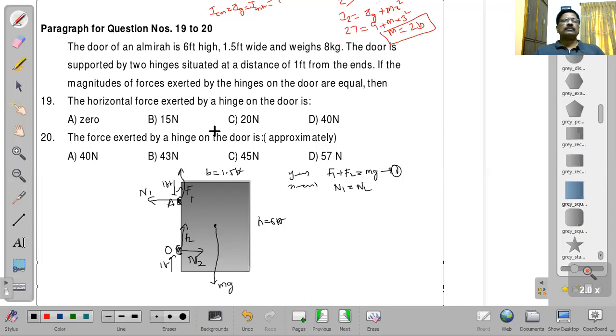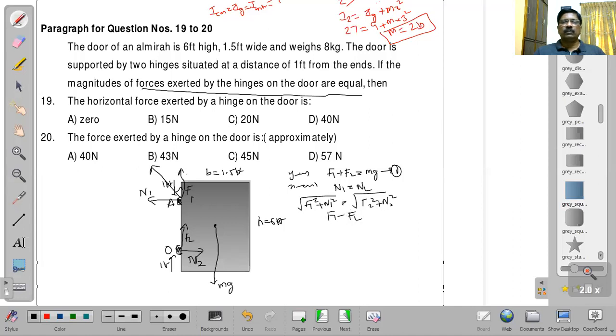Now here one point is given. If the magnitudes of the forces exerted by the hinges on the door are equal, then F1 acts in this direction and N1 acts in this direction. The resultant of these two is in this direction. As they are perpendicular, the resultant is equal to the square root of F1 square plus N1 square. Similarly, the square root of F2 square plus N2 square. As N1 and N2 are equal, definitely F1 and F2 are equal.